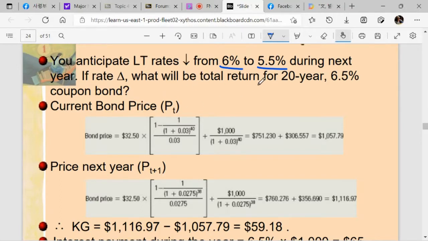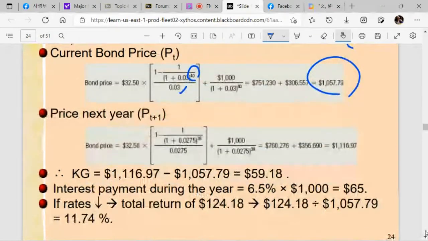So what will be the total return for a 20-year 6.5% coupon bond? This is the coupon rate. Next year, this is going to be R next year. This is R this year. So what's the price this year? Plugging it into the formula, you will get this. And of course, the half-year rate is 3%, right? You have N is 40, because 40 semesters.